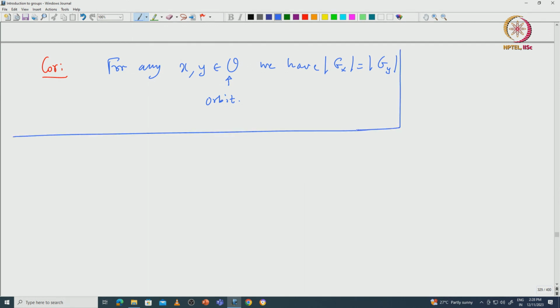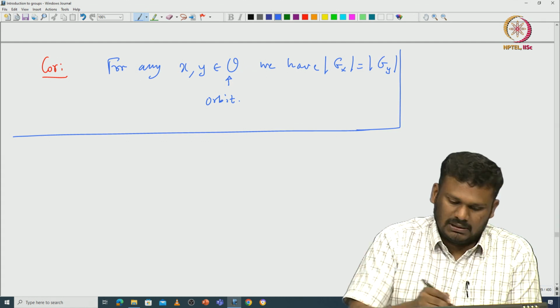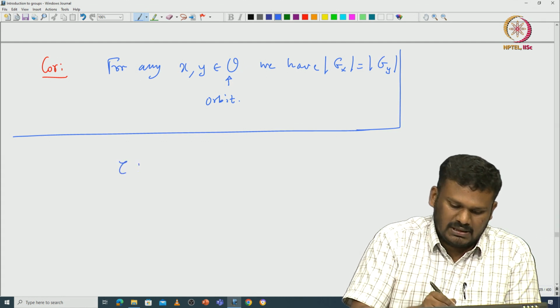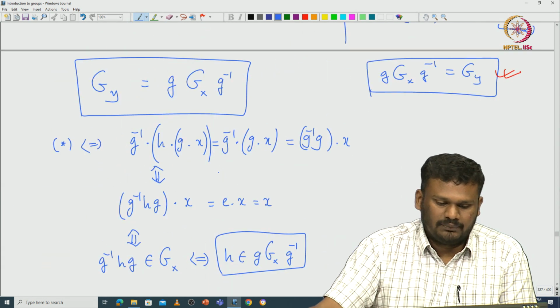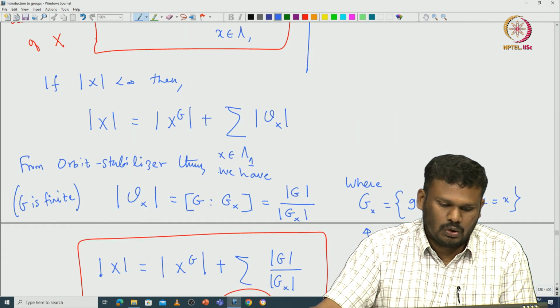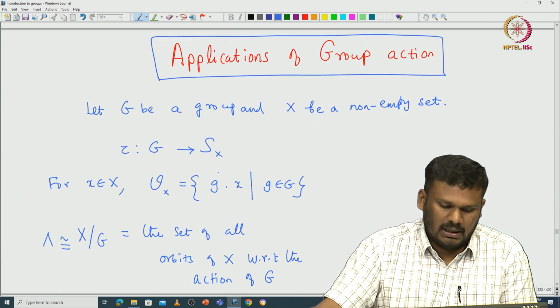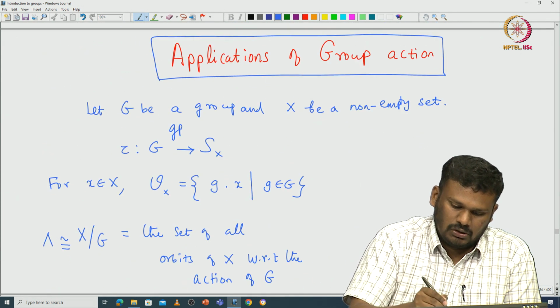Now we want to understand the kernel of this action. This tau is a map from G to S_X. As I said before, given this group action, it is a group homomorphism from G to S_X. So this is actually a group homomorphism.